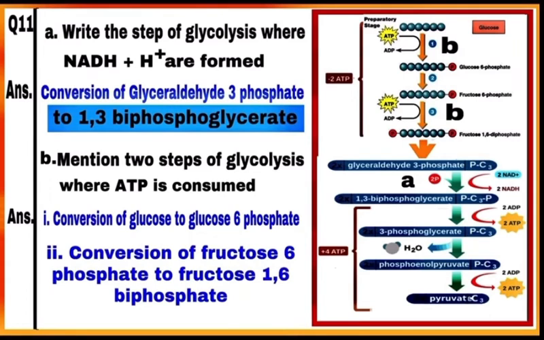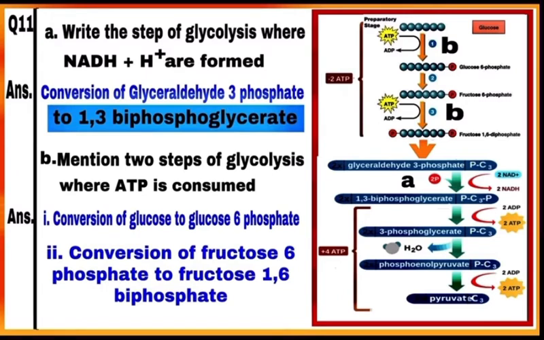Question 11, part A. Write the step of glycolysis where NADH plus hydrogen ions are formed. Diagram में note कीजिए जहाँ A लिखा गया है. This step is conversion of glyceraldehyde 3-phosphate into 1,3-biphosphoglycerate, during which NADH and hydrogen ions are formed.